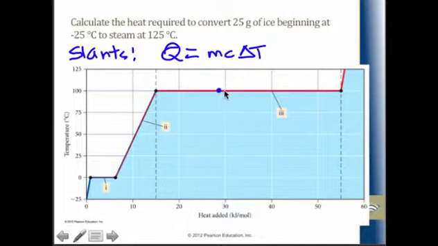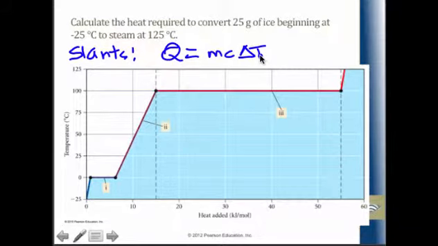See, this is all associated with temperature change. When you're at a plateau, there is no temperature change then. The temperature is constant. But if you're at a slant, that's a warming time. So this equation applies. This is warming time.